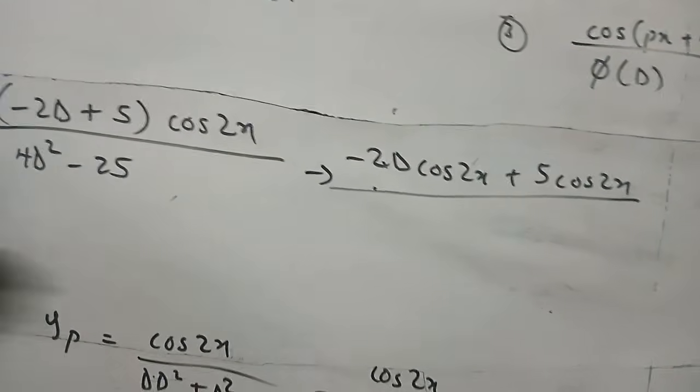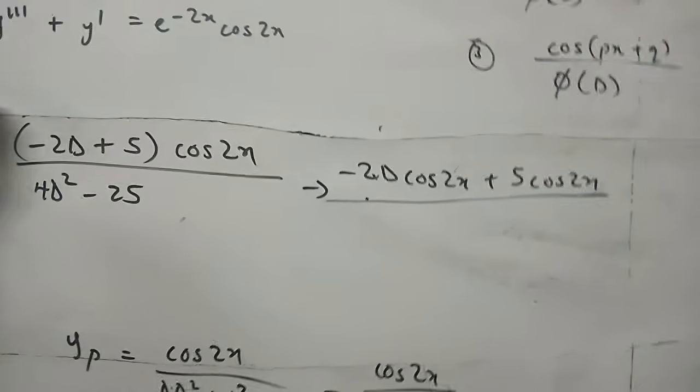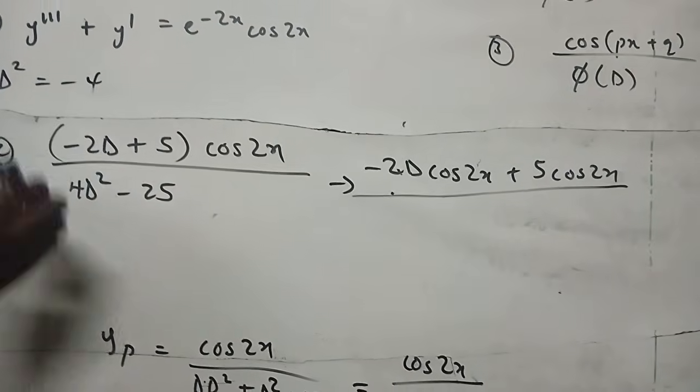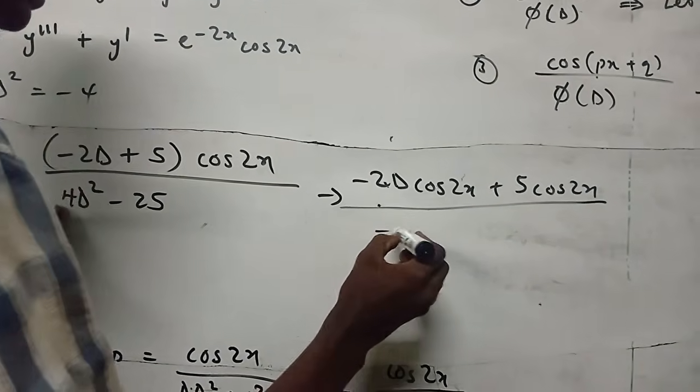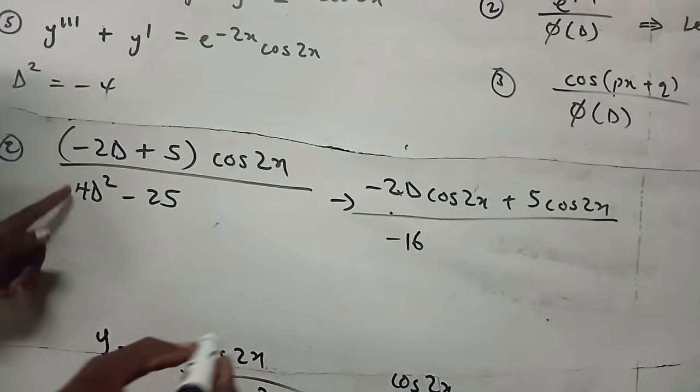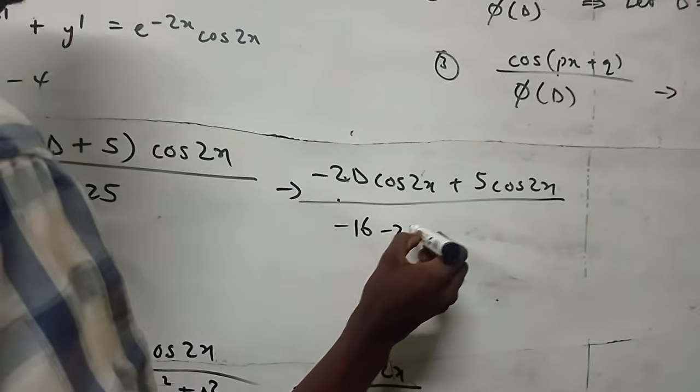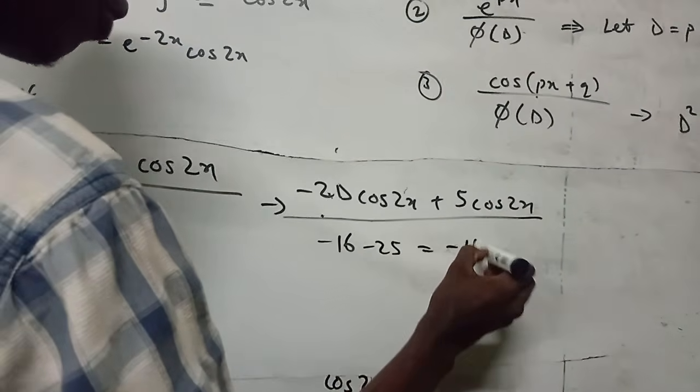I can now evaluate this one. D squared equals minus 4. My d squared equals minus 4. So this is minus 16. 4 times minus 4, yes, minus 16, minus 25, which gives me minus 41.